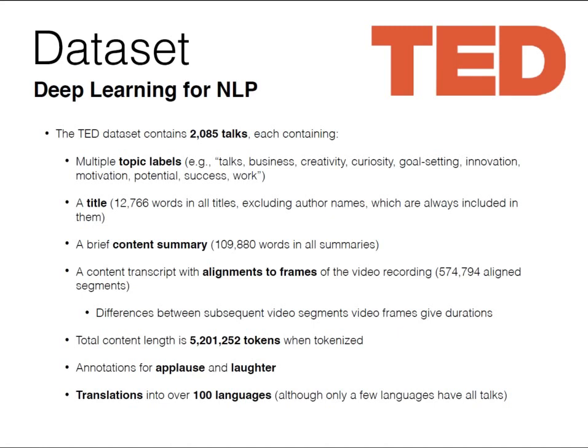So we've got about 2,000 talks. Each talk has multiple topic labels associated with it. Multi-label classification is actually a really interesting problem that I think could be very well solved with deep learning. There have been a few preliminary attempts to solve it, but not so much. There's a title, so you could imagine predicting the title given the talk content. There's a brief content summary. There are alignments with frames in the video.